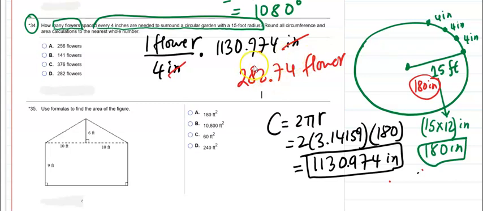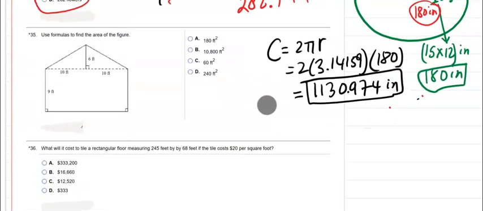But notice that this is 282.74 flowers. So if you put 282 flowers and you have 0.74 of a flower left, which is less than 4 inches, you cannot go more than 282 flowers, so the answer must be 282 flowers. You cannot put 283 flowers because we don't have enough space to put the flower on. So at most we can put 282 flowers. That's question number 34.